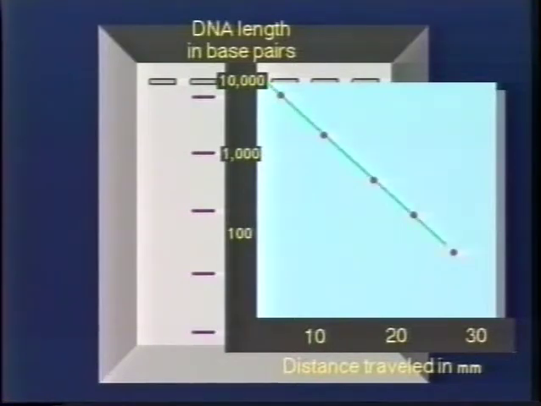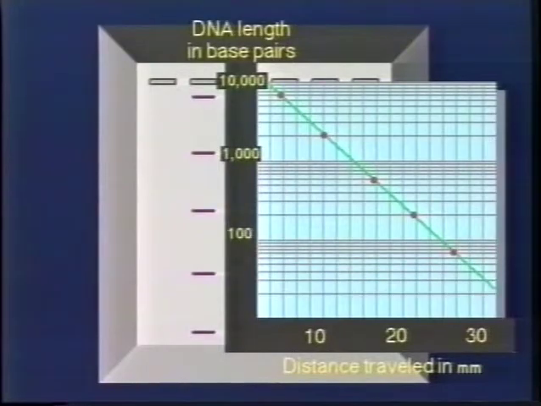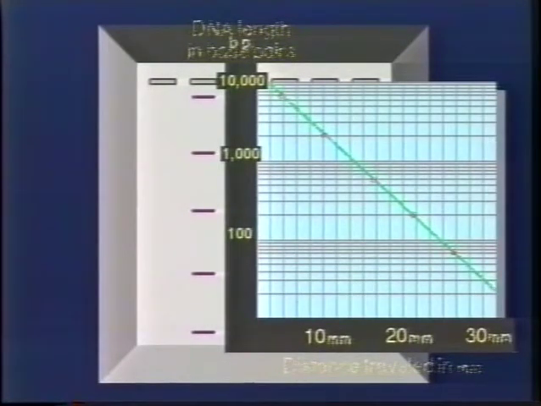To find the length of an unknown DNA fragment, measure the distance run and read its length in base pairs off the reference curve.